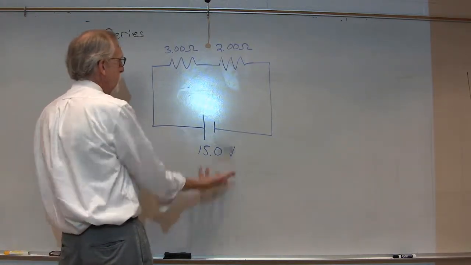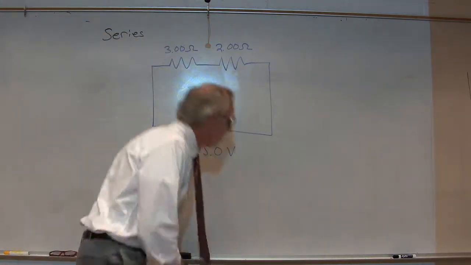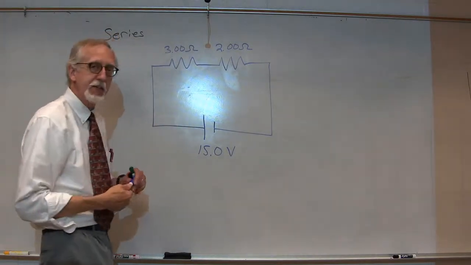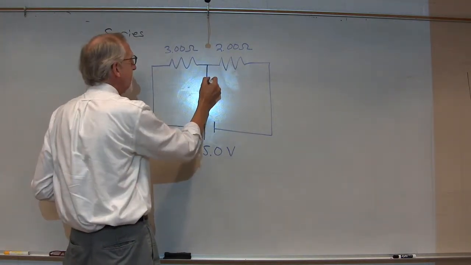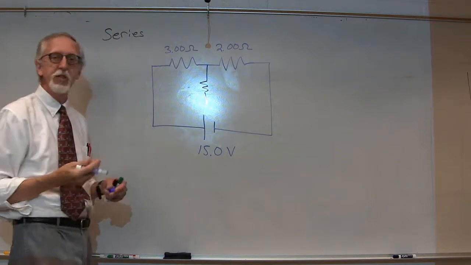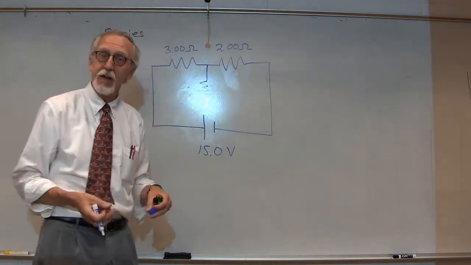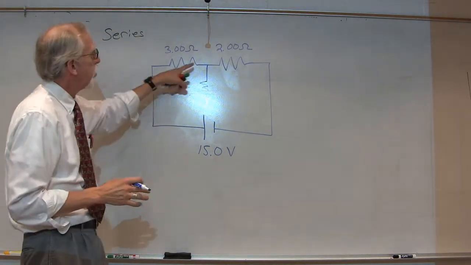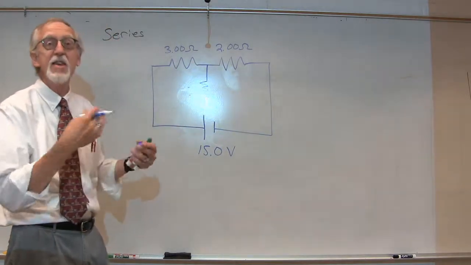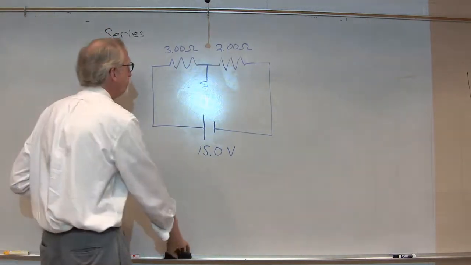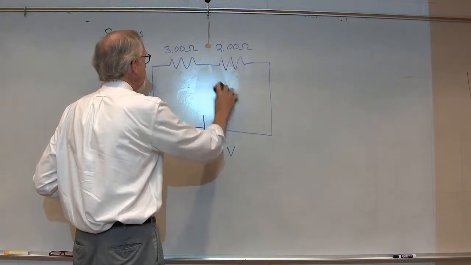So, these 2 are connected in series. If we had something else in here, another resistor, then they would no longer be connected in series. So, we have to have one connected directly to the other and nothing else coming in between. Alright, so let's get rid of that.